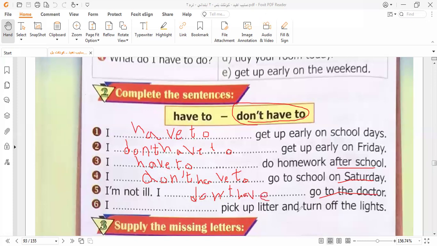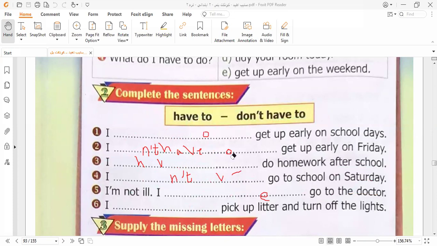Please pick up litter and turn off the light. I have to. It's important to do so. To pick up litter and turn off the light is important for us. So we have to. Okay, let's go to another one.